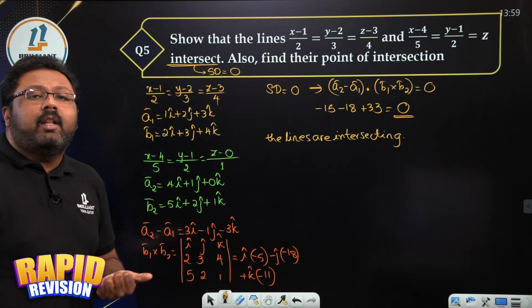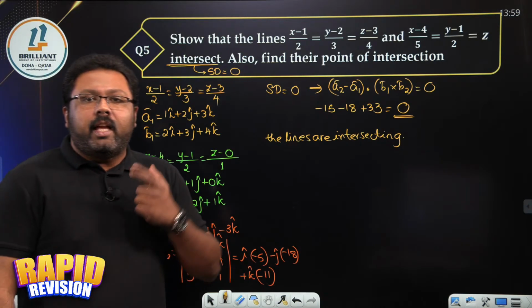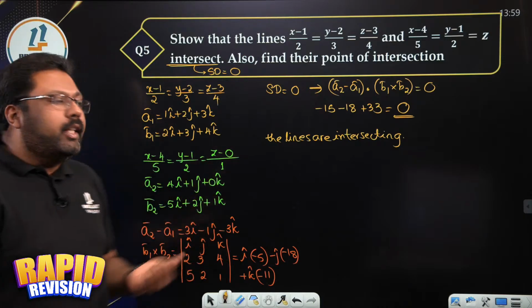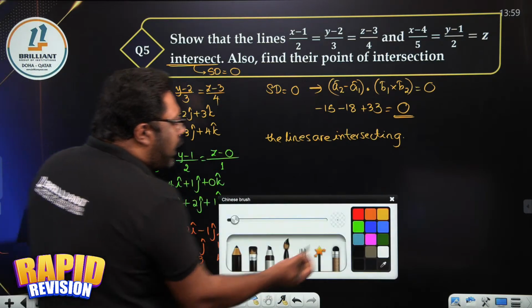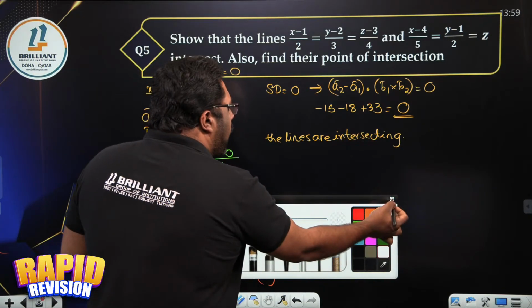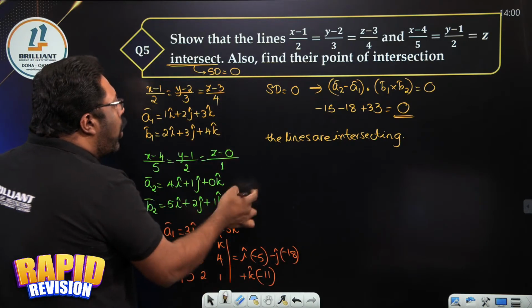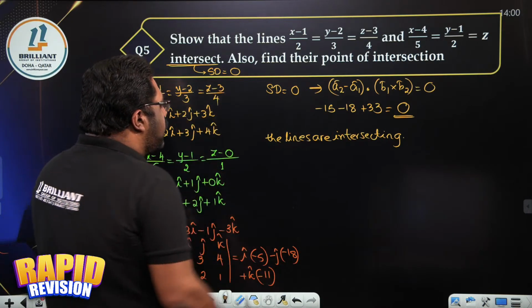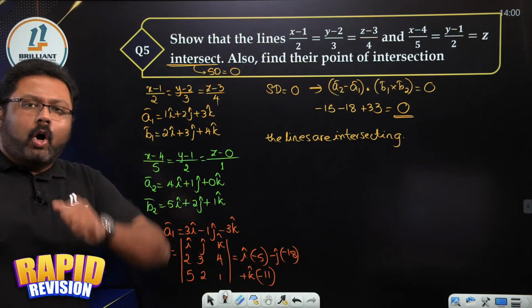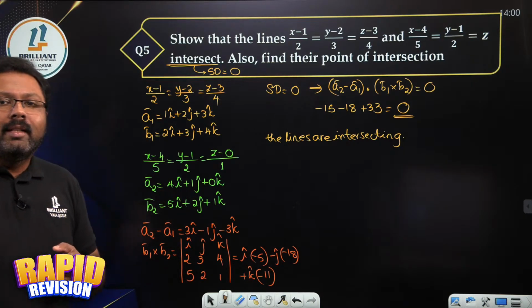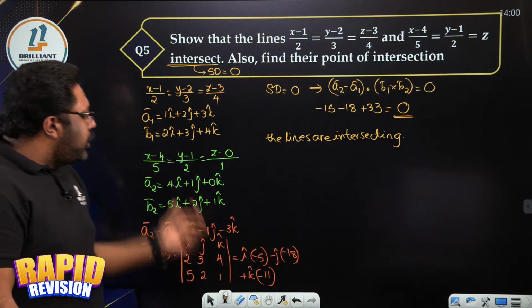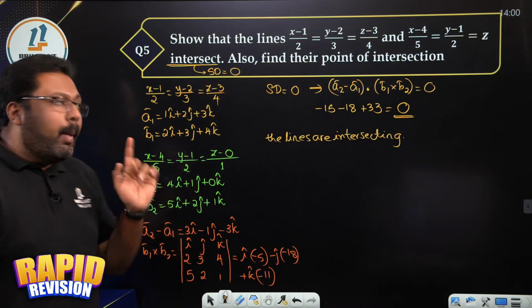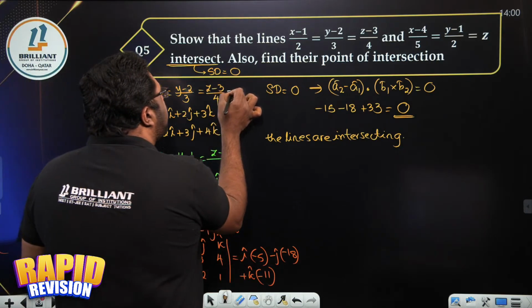Now I have to find the point of intersection. How to find the point of intersection? So carefully listen to the methodology. For finding a point, we need the Cartesian form. For finding shortest distance, we need vector form, but for the point, we need Cartesian form.